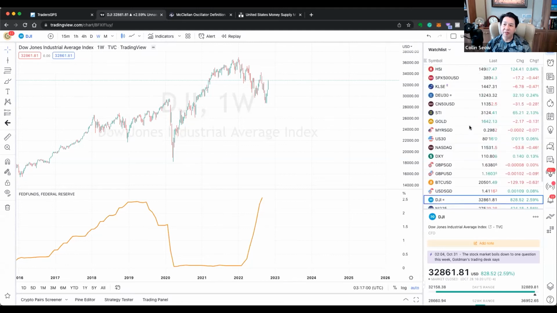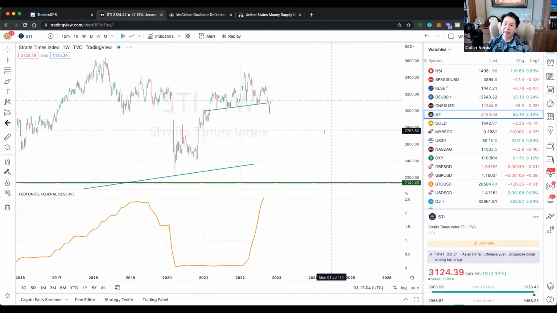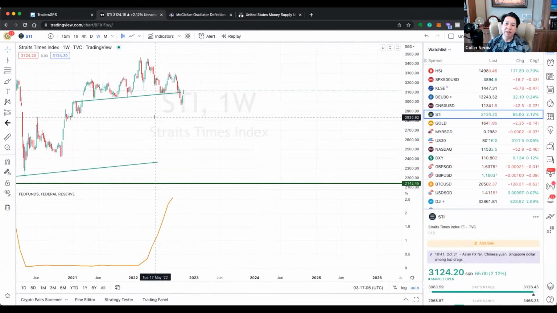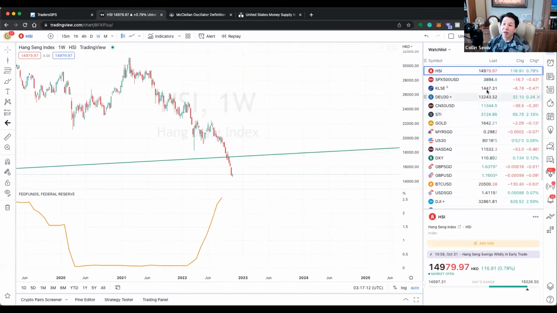One more thing I want to share is the crypto market. Wow, Singapore is up 2%. So steady today. Hey, Hong Kong is also up. I thought Hong Kong would be down. Okay, anyway, look at crypto.